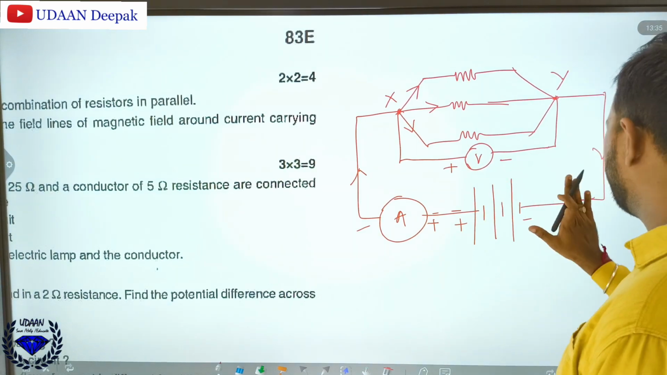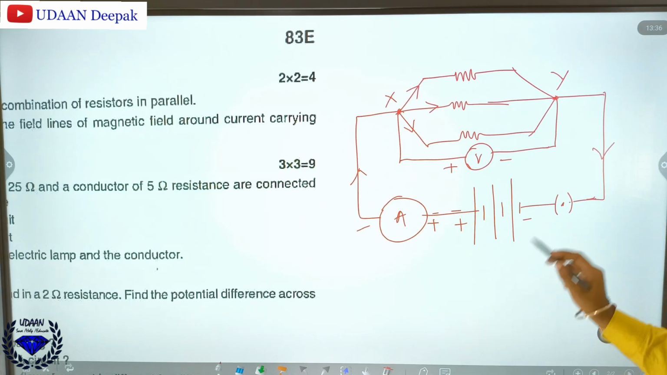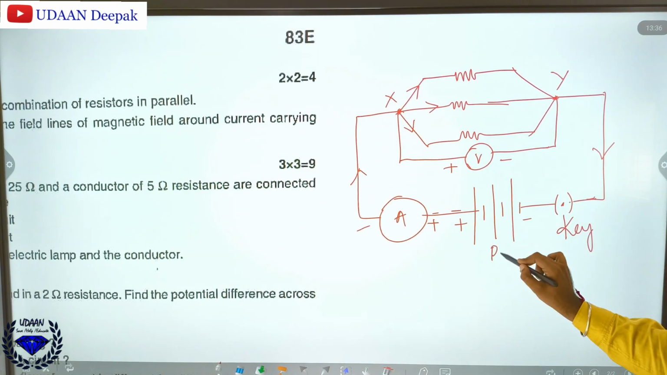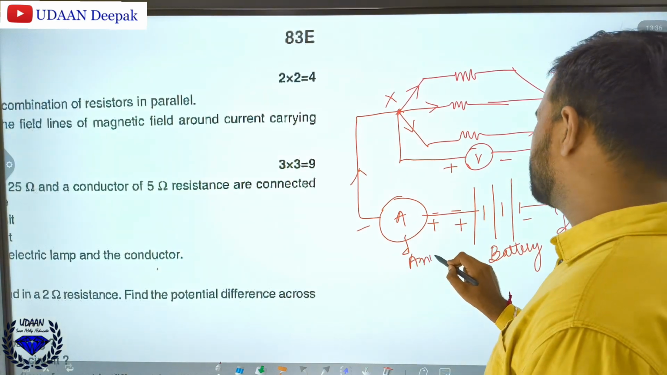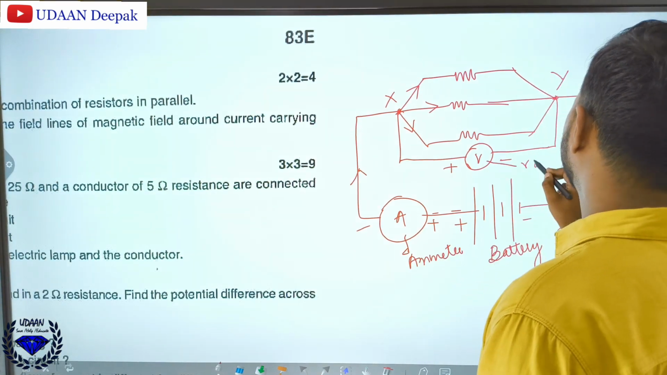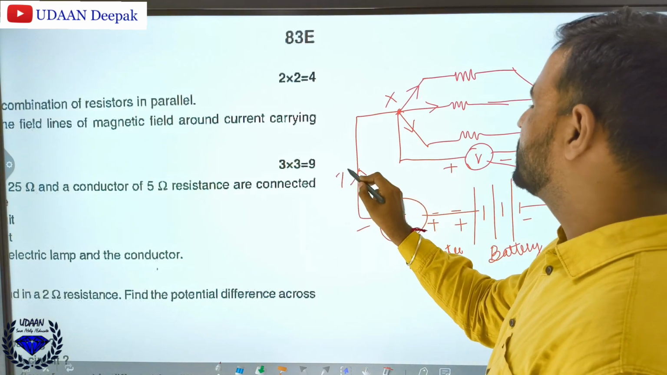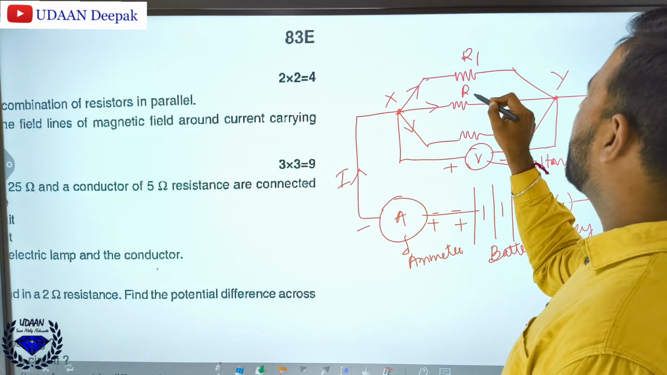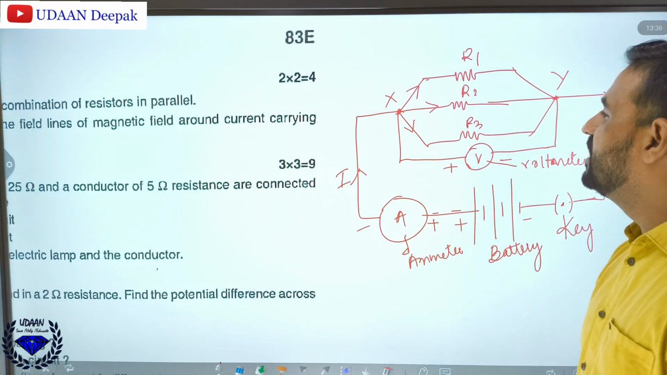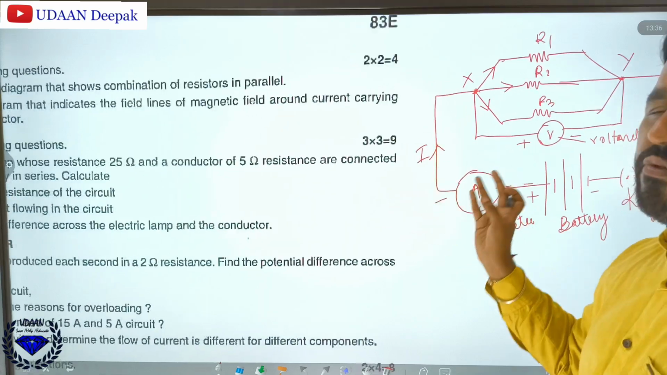So these are the resistors, and I forgot to draw the key. Either you can draw it on the right side or left. So this is key. This is battery, or you can draw only one cell. This is ammeter, this is voltmeter, and this is direction of current I. And here this is R1 resistor, R2 resistor, and R3 resistor. Like this you should draw the combination of resistors in parallel for 2 marks.